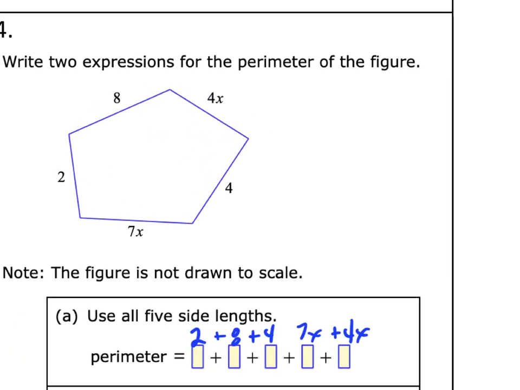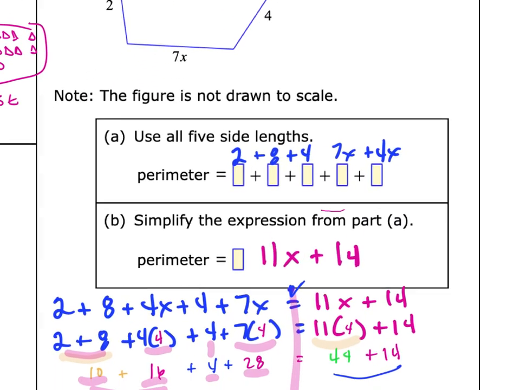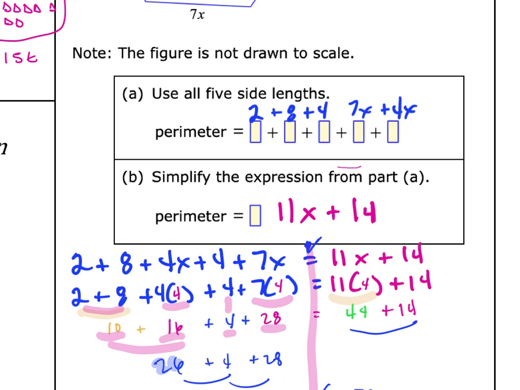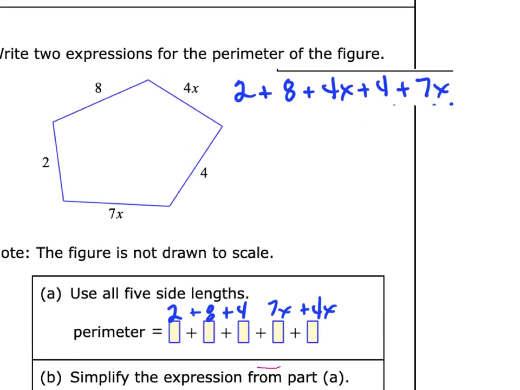So again, if I looked at this, I'd say I have 8. Again, I just compared it right to this. Okay, so we're just adding up the other sides. Remember, that's all perimeter is. Perimeter is the measure around. So what you'd be doing is adding the 2 plus the 8 plus the 4x plus the 4 plus the 7x.